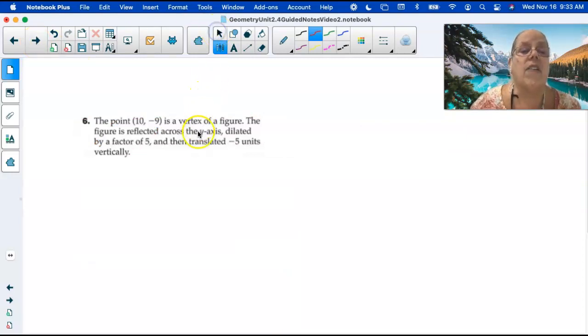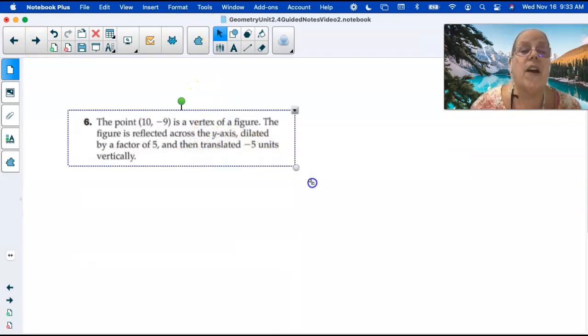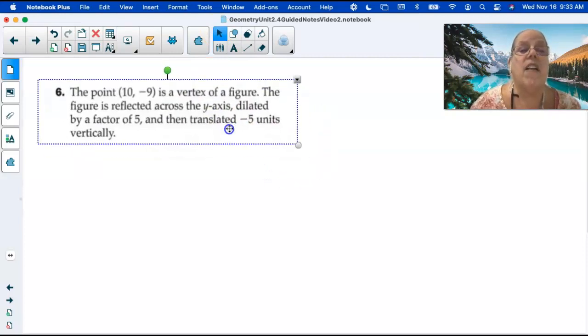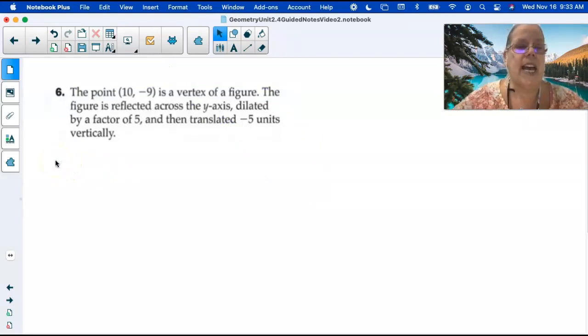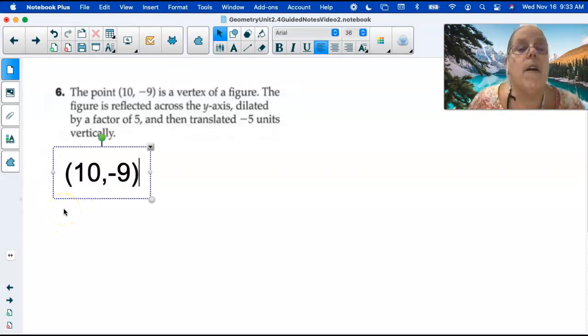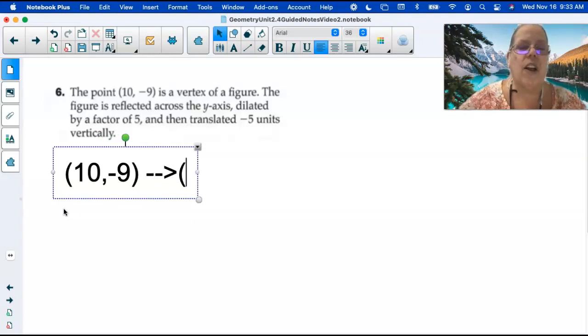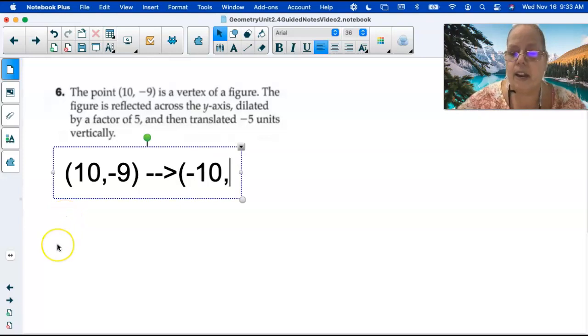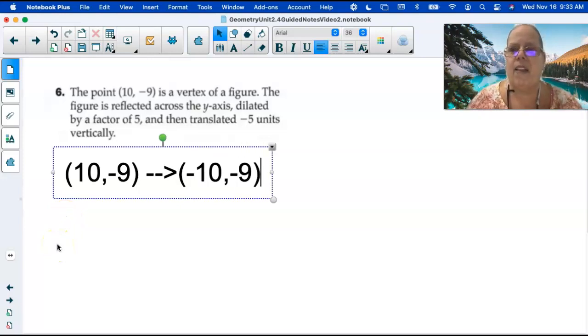All right, let's look at this. The point (10, -9) is the vertex of a figure. The figure is reflected across the y-axis. All right, so we're starting at (10, -9). Then the figure is reflected across the y-axis. So what changes its sign? Do we all agree that the x changes its sign? It's going to be (-10, -9). Does that make sense? Pause if you need to, write down a question.